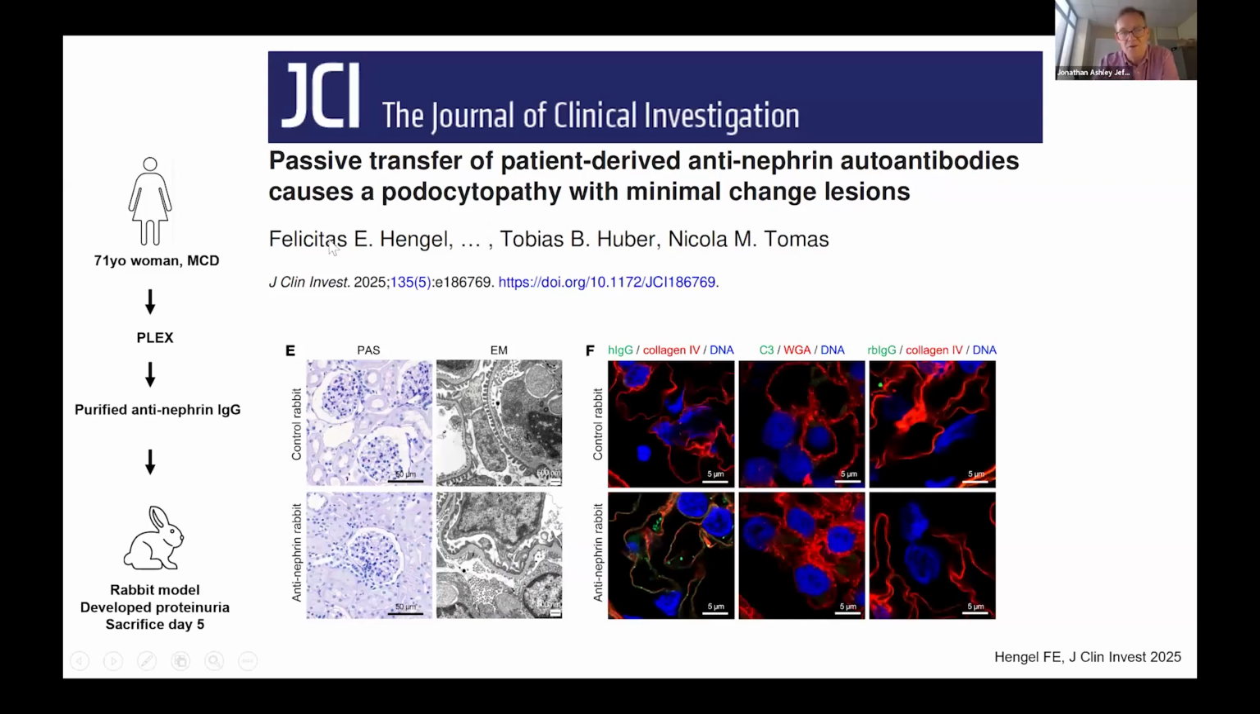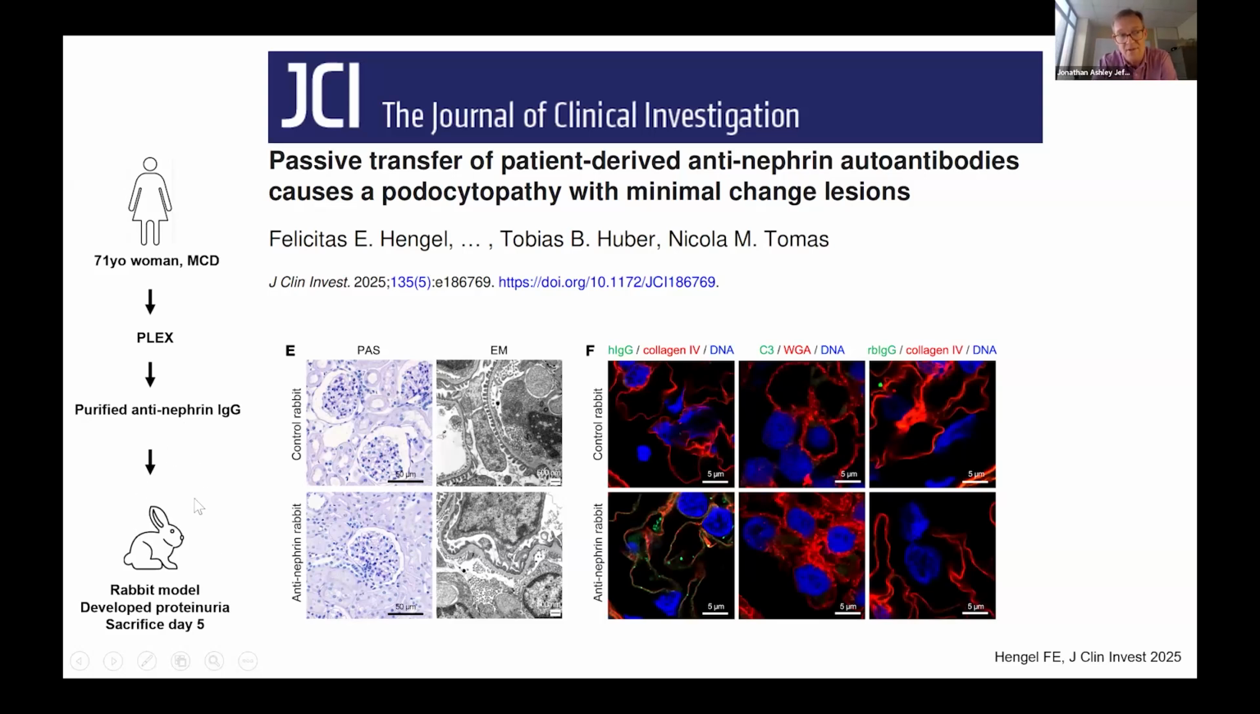This was a letter to JCI just published this year, which I thought was quite interesting. So this is a passive transfer model. They took antibodies from a woman with minimal change disease. She had severe disease and underwent plasma exchange. They were able to isolate and purify the anti-nephrin antibodies. They found that the antibodies cross-reacted with rabbit nephrin, not so much mouse or rat nephrin.